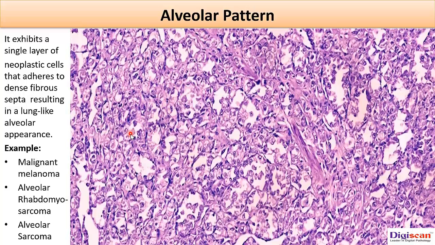Then we have an alveolar pattern. It's a very characteristic pattern of alveolar soft part sarcoma. In this, it exhibits a single layer of neoplastic cells that adhere to the dense fibrous septa like in lung alveolar appearance. If we see, we feel that this is an alveolar space of the lung. So the cells are attached to the fibrous septa at the periphery with a small little lumen in the center and giving appearance of an alveolar space of the lungs, so it is called alveolar pattern. And this is seen in malignant melanoma, alveolar rhabdomyosarcoma, and alveolar soft part sarcoma.